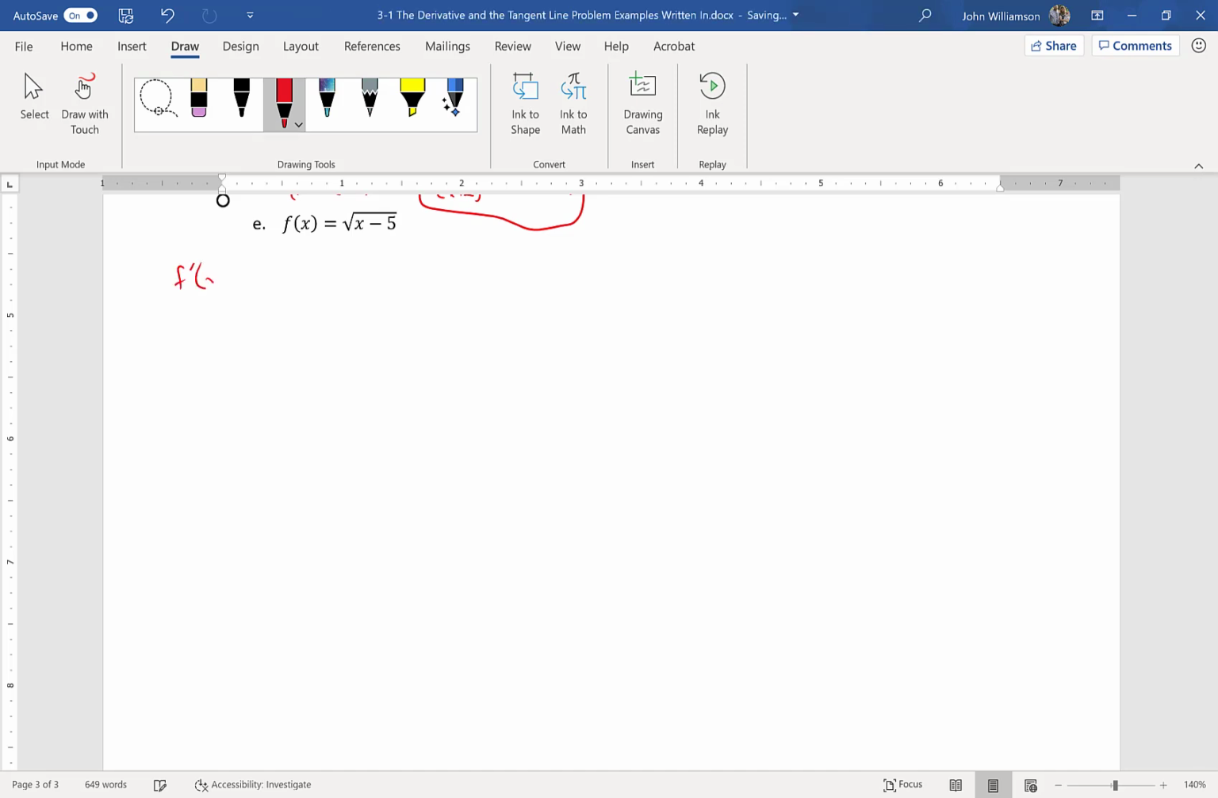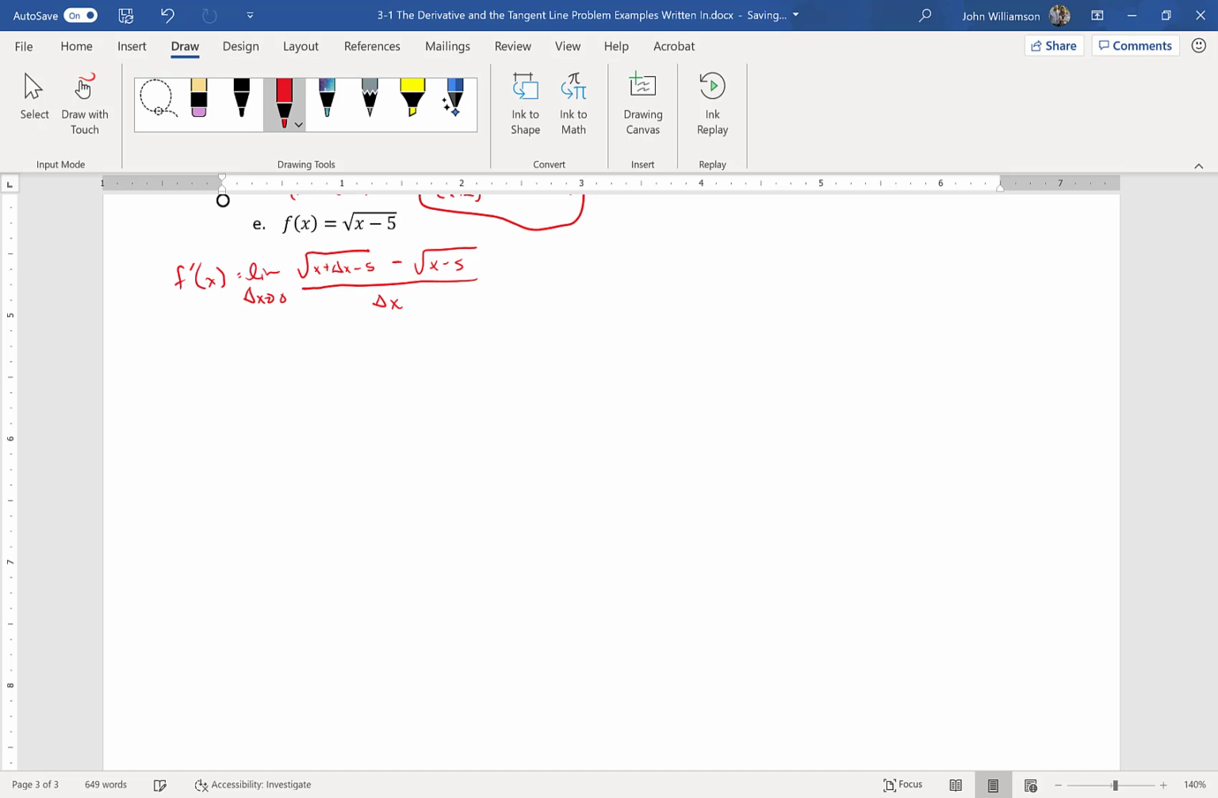So same idea. So f prime of x is equal to the limit as delta x is approaching 0. Do another one with delta x notation. Square root of, so x plus delta x. So that means this is going to be square root of x plus delta x minus 5 minus square root of x minus 5 all over delta x.